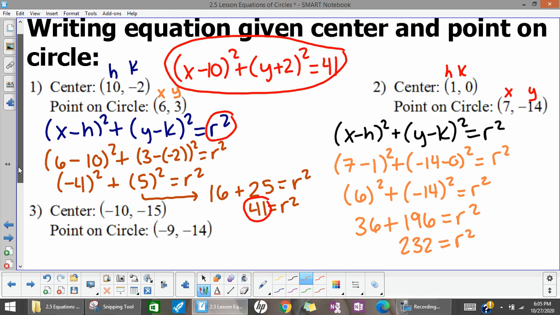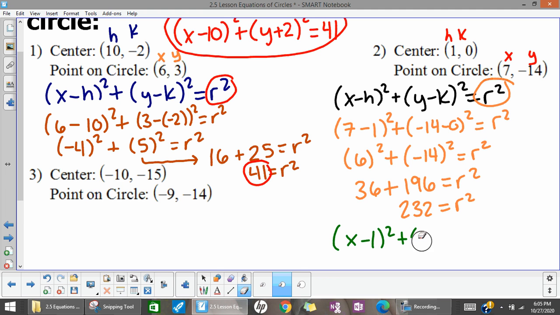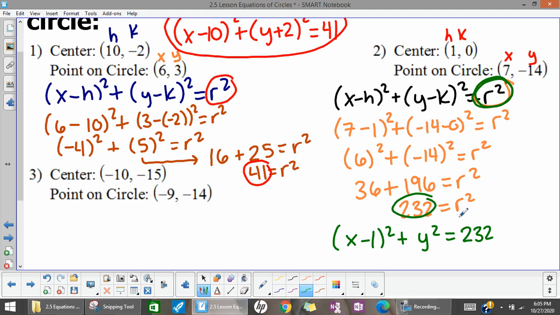And for this type of problem, we just need to know what is r squared, because that's the right side of the formula. So I can go back to my x minus h squared plus y minus k squared equals r squared, and I can plug in 1 for h, nothing for x now because I'm just writing the equation of a circle. Plug in 0 for k. Remember, when I plug in 0, I get something like this, y squared. And then r squared is 232. R squared, which is the right side of my equation of a circle, is 232. So I just write 232 right there.